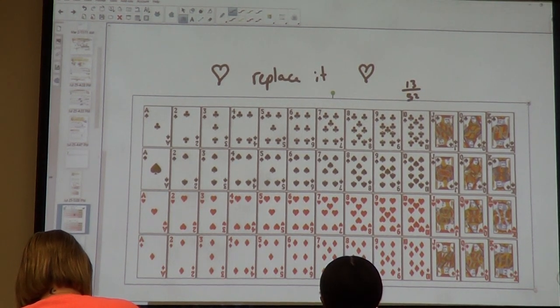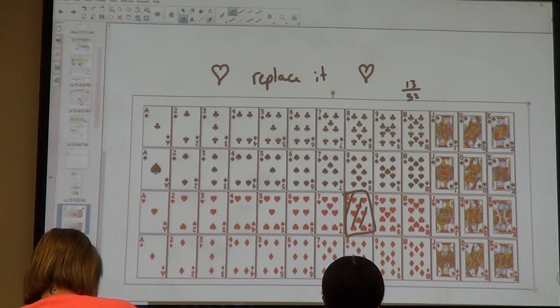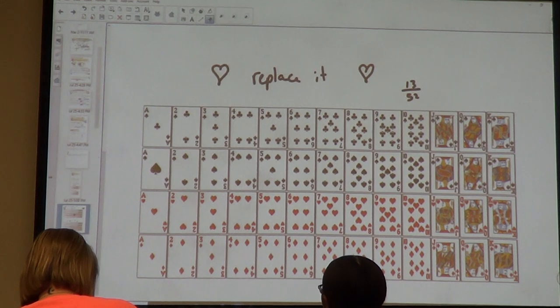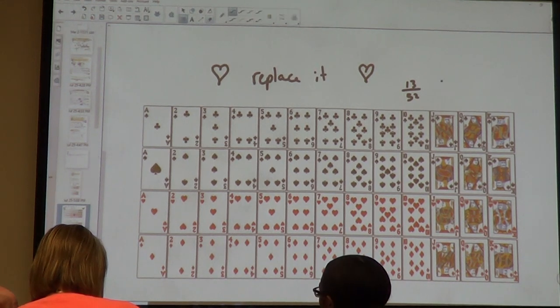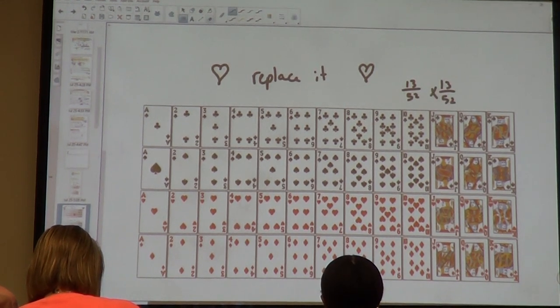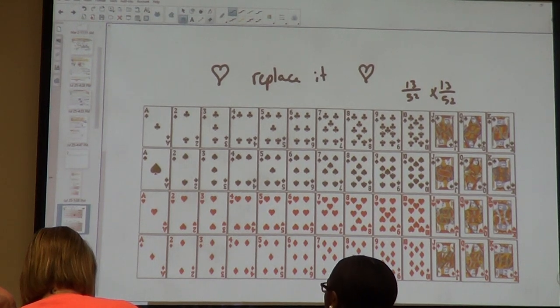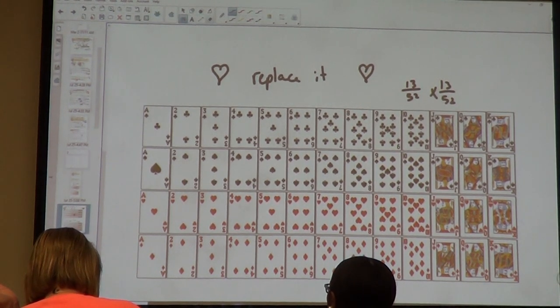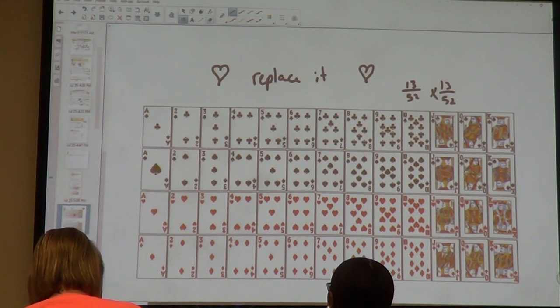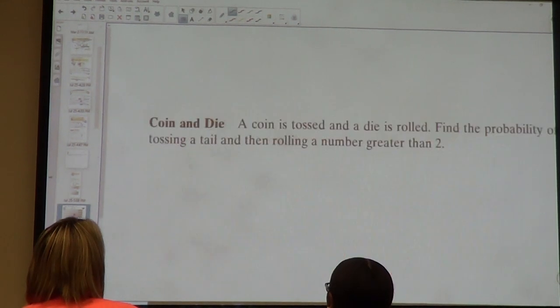Thirteen over 52 for the first heart. I get my heart, I look at it, but then I put it back in the stack. So it would be 13 over 52 again. See the difference between replacing and not replacing. Does that make sense? Okay, let's look at this one.